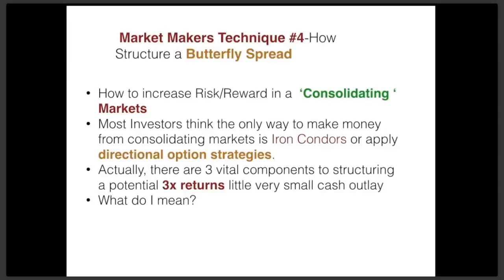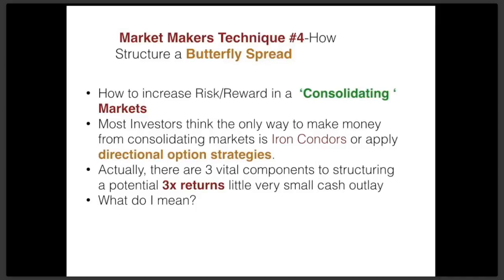All right, welcome back. Technique 4: I'll be showing you how to structure a butterfly spread, how to increase the risk and reward in a consolidating market. Right now, if you look at most of the markets, we're in this consolidating pattern. Even in 2017, we spent most of the time in this sideways, non-directional market. How can we capitalize? How can we increase the risk and reward in a consolidating market?